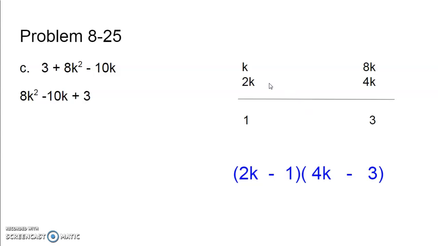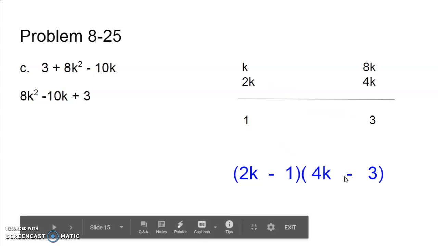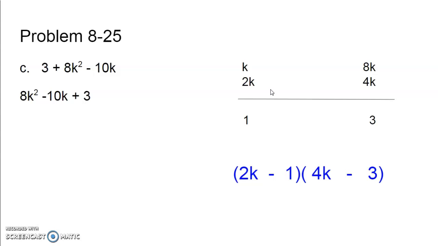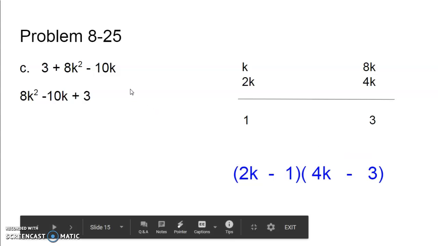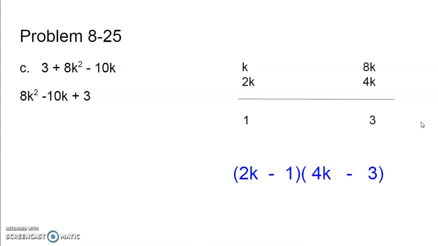Here I have written my patterns. I didn't put the negatives in here, but I knew down here to make them both negative. So I decided the 2k and the negative 3 would be my outers, and the 4k and the negative 1 would be my inners. All that had to happen on this one is it needed to be written in the correct order so that it matched the standard form for the quadratic expression.